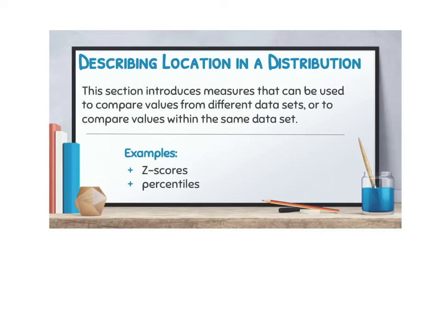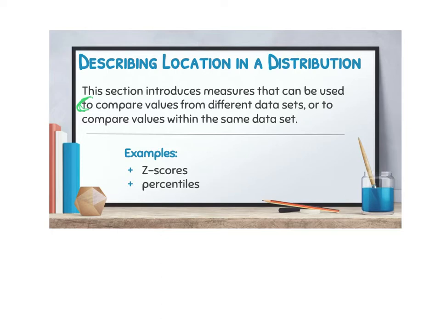Now, when we're describing a location in a distribution, we're going to use two scores, or two methods. One is called a z-score, and one is called a percentile, or percentile rank. If you look at the top paragraph here, these are used to compare values from different data sets or to compare values within the same data set.